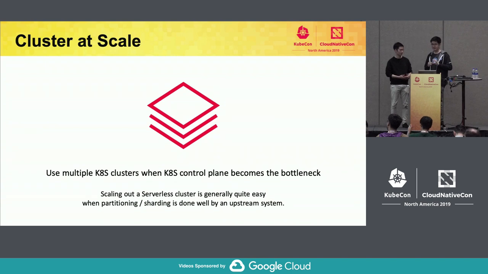That basically explains how we are going to make the serverless platform able to scale out horizontally. If we scale out a lot of the control plane components, then someday maybe Kubernetes itself is going to be the bottleneck. When that happens, we do not need to panic.